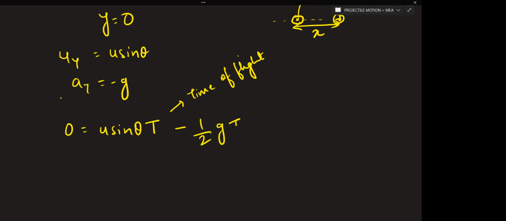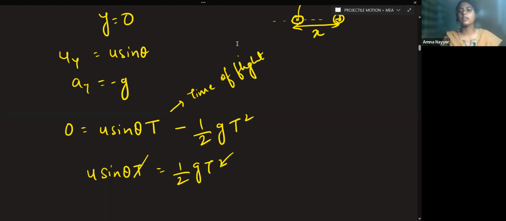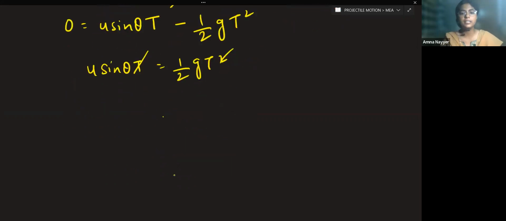Minus half g capital T square. So from here we can get the value: u sine theta t is equal to half g capital T square. One t got cancelled. You have your equation. Time of flight is what? T is 2u sine theta divided by g.